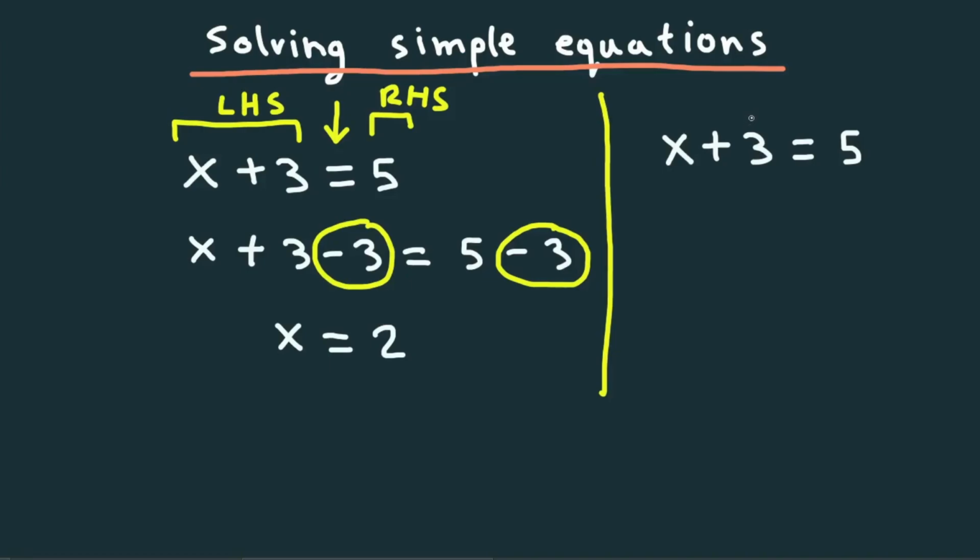Another way to write down the solution that is faster is to remove the plus 3 and take it to the other side, and it becomes a minus 3. So when a term changes side, from the left-hand side to the right-hand side, or the other way around, it changes sign. So here I can write x equals 5 minus 3. Plus 3 went to the other side, became minus 3. So x equals 2.